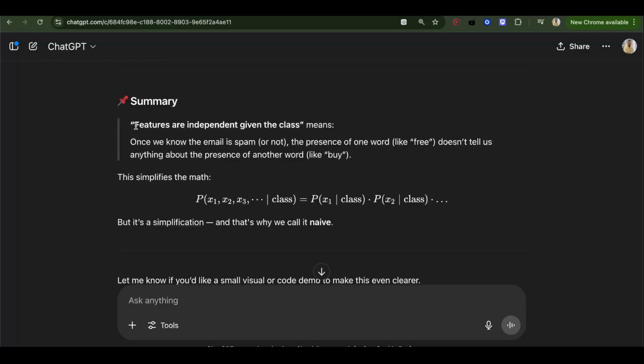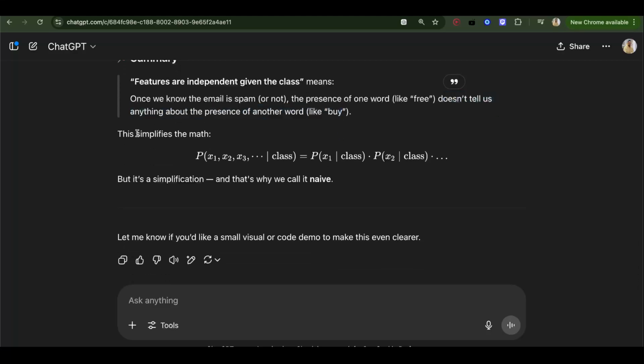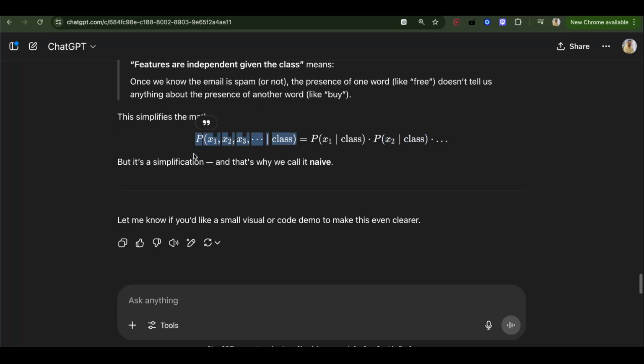So, summary: features are independent given the class means once we know the email is spam or not, the presence of one word like free doesn't tell us anything about the presence of another word like buy. This simplifies the math. Now it's a lot easier to calculate because we just multiply the probability of this one times the probability of this one, because they are independent, to get the total probability. But it's a simplification, and that's why we call it naive.